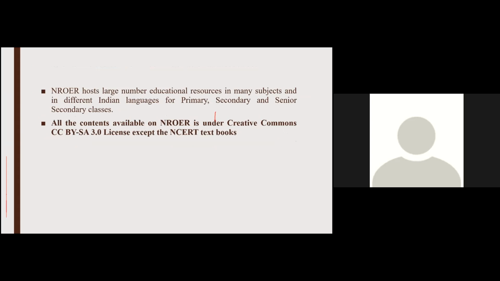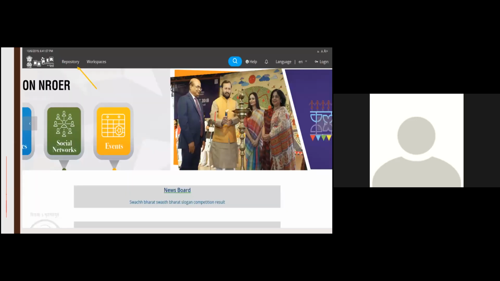So you don't have to worry about which license and all that. You don't have to cross check. It is CC BY SA if it is from NROER. So here you have educational resources. As I said, it is different Indian languages for primary, secondary, and senior secondary classes, school level. Okay. And this is India's own OER, NROER.